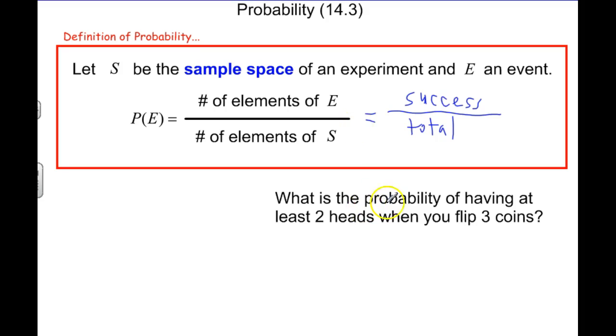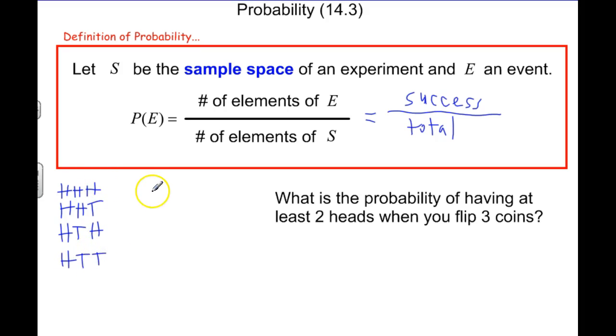So let's read this question. What is the probability of having at least 2 heads when you flip 3 coins? So let's think about the sample space of flipping 3 coins. So list out all the possible cases here. So heads, heads, heads is one possibility if I flip 3 coins. Heads, heads, tails. Heads, tails, heads. And heads, let's see, tails, tails.